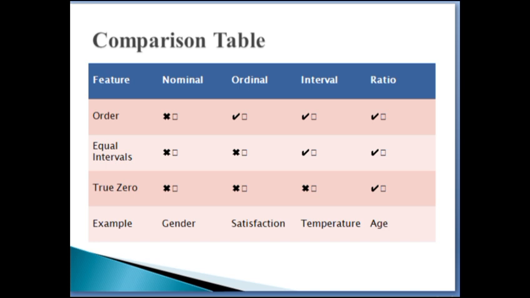Equal interval: in case of nominal not presented, ordinal not presented, but in case of interval scale and ratio scale it is presented. True zero is only presented in case of ratio scale. The remaining three are not presented.